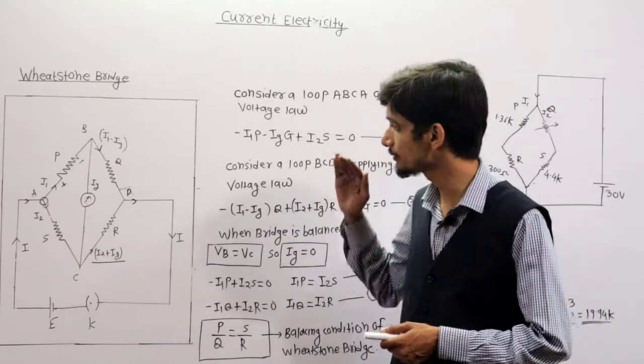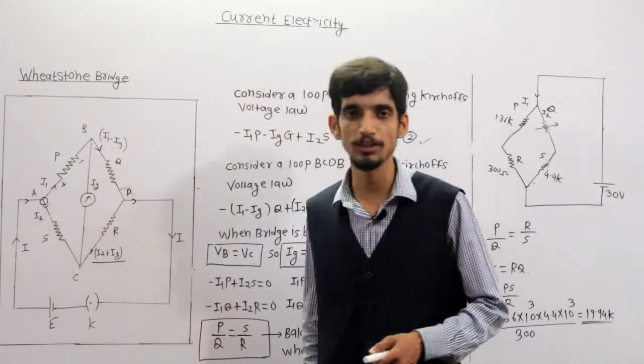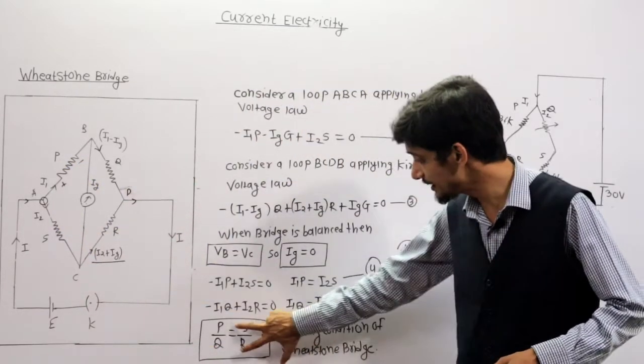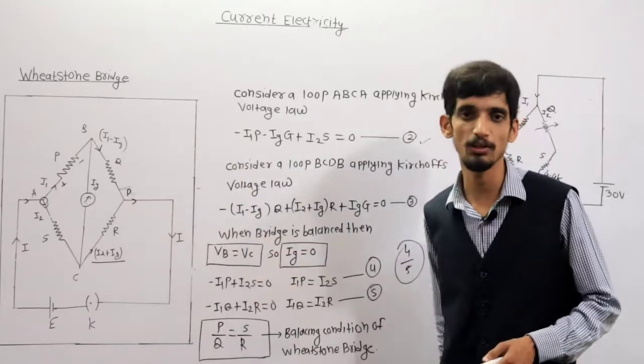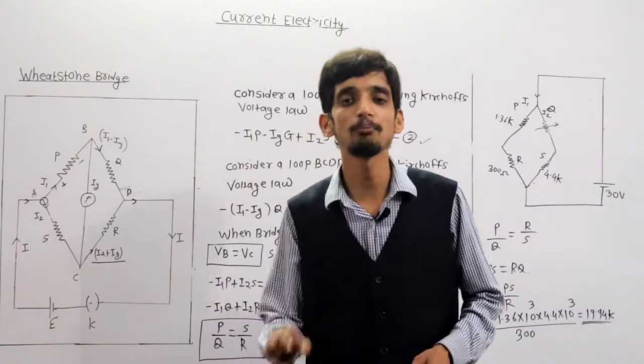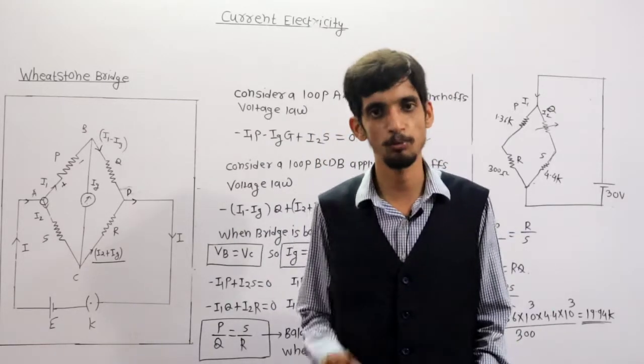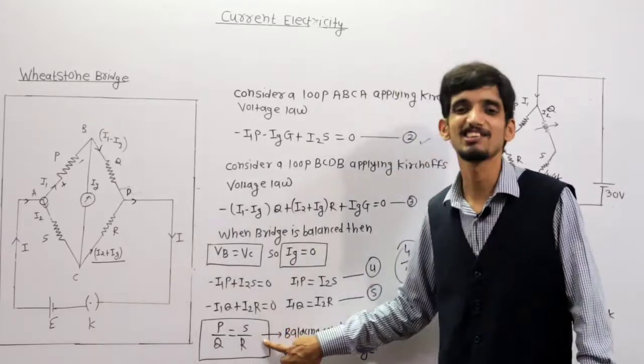It means if you have been given a network like this and the resistance values are also given, and if this condition is satisfied in the given network, then definitely you can conclude that the Wheatstone network is balanced. You don't need to perform any analysis, provided this condition is satisfied.